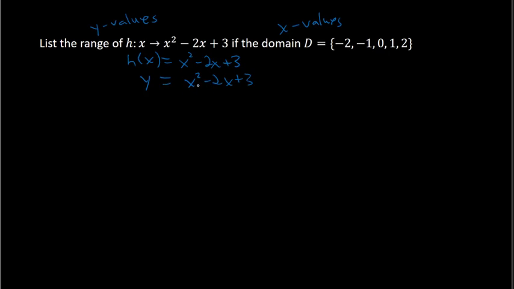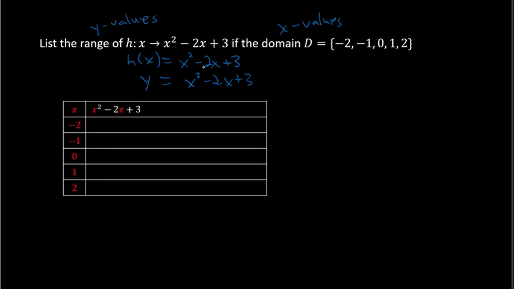If it's y equals something, we know how to solve for y by plugging in numbers for x, and we're doing the same thing here. So in this column, we have our different x values that we're going to plug in: -2, -1, 0, 1, and 2. I'm plugging these in for x squared minus 2x plus 3. So in place of x, I put in these different numbers.